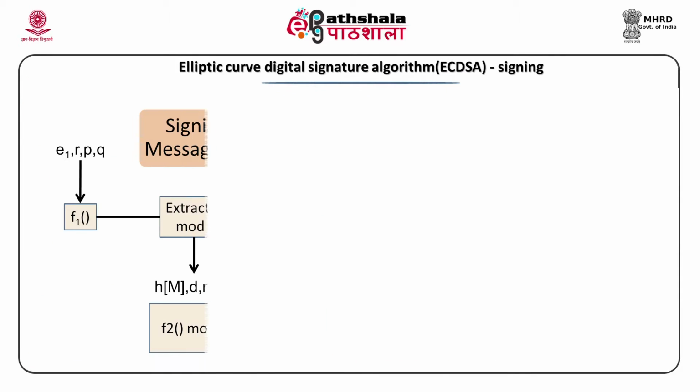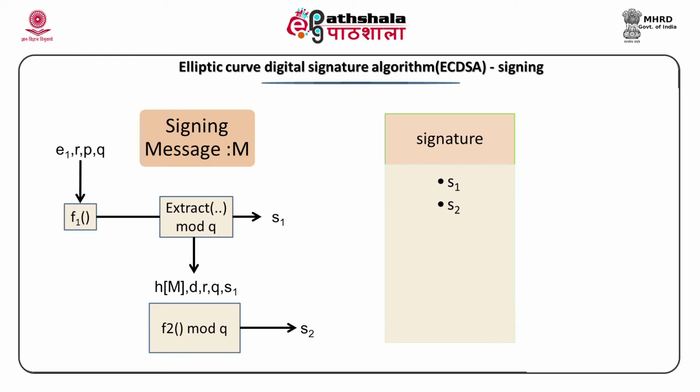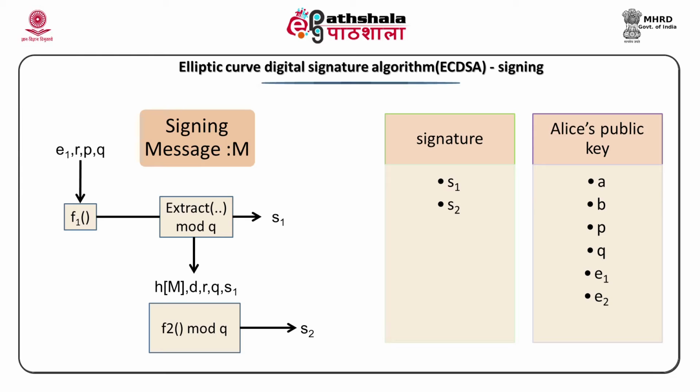First we will start with the block diagram. Which are the components of this block diagram? S1, S2 are the signatures, M is the message, D is Alice's private key, R is the random secret, and A, B, P, Q, E1, E2 are Alice's public key.